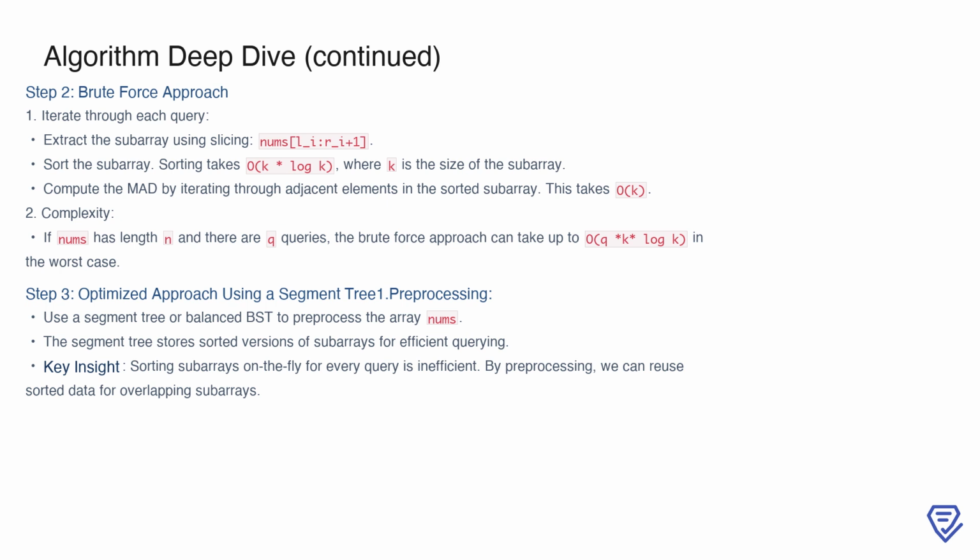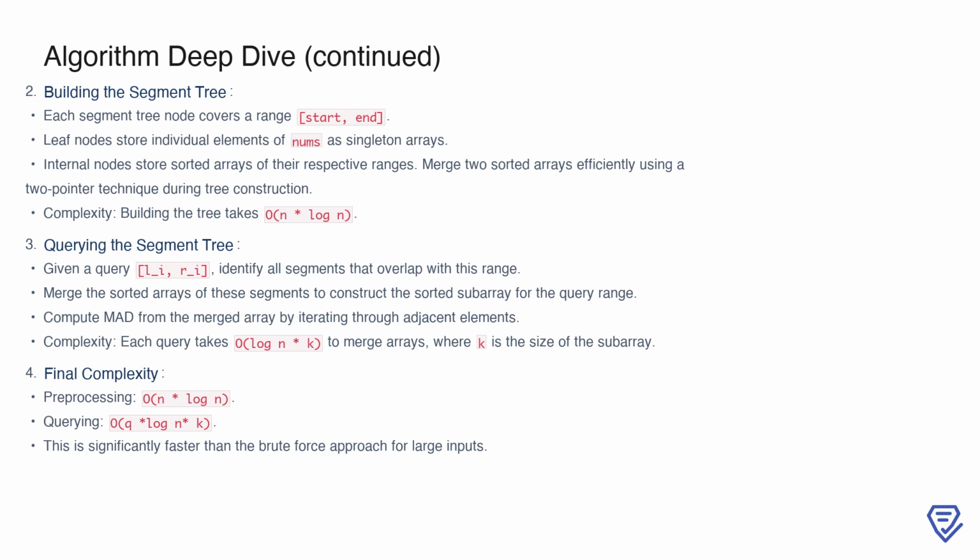To address this, we introduce an optimized solution that leverages a segment tree for pre-processing the data. The optimized approach begins with building a segment tree. Each node in the tree represents a range of the array, (start, end). Leaf nodes correspond to individual elements of nums, stored as singleton arrays. Internal nodes represent larger ranges, and their values are the sorted arrays of those ranges. To construct the tree, we merge sorted arrays from child nodes using a two-pointer technique, which is efficient and ensures the construction process runs in O(n * log n).